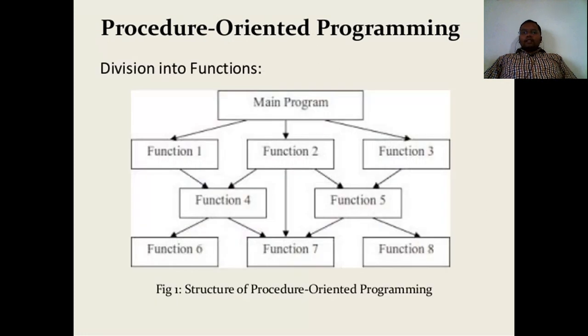So look at this diagram. This is the structure of procedure-oriented programming. The main program is divided into a number of functions: function 1, function 2, function 3, function 4, function 5, function 6, function 7 and function 8. Every function is associated with another function, the main program is associated with all these functions, and the functions do something.